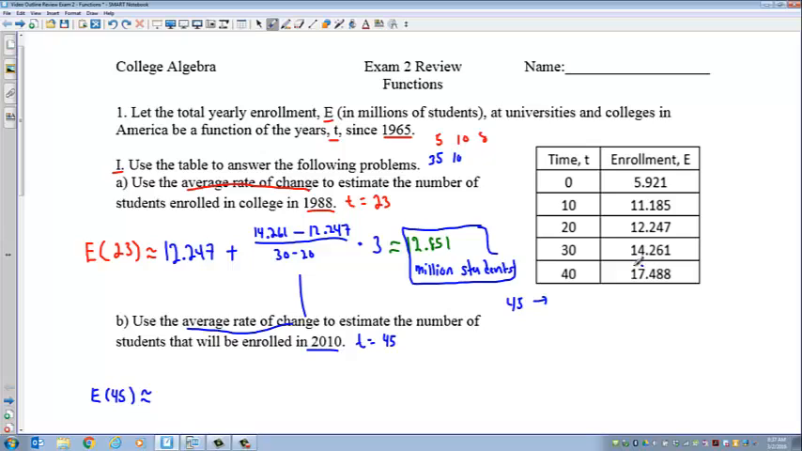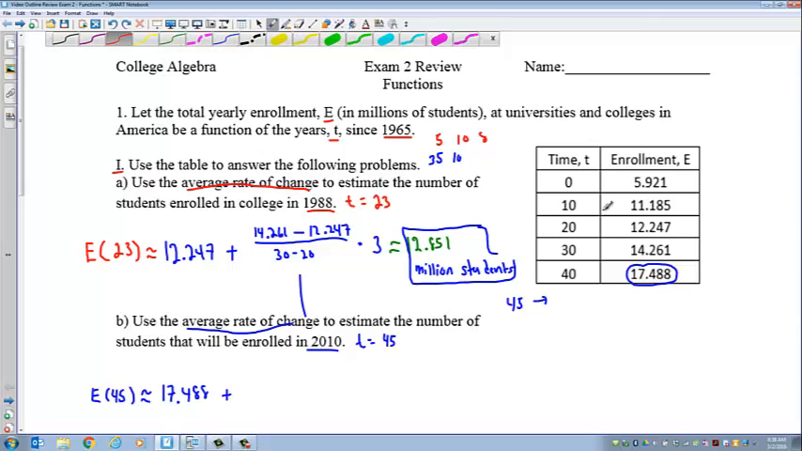Well, this is a good approximation, the best one I can get from the entry in the table, so 17.488. But I know it's probably larger because you can see the numbers seem to be increasing. So what you're going to do is, again, add the average rate of change.